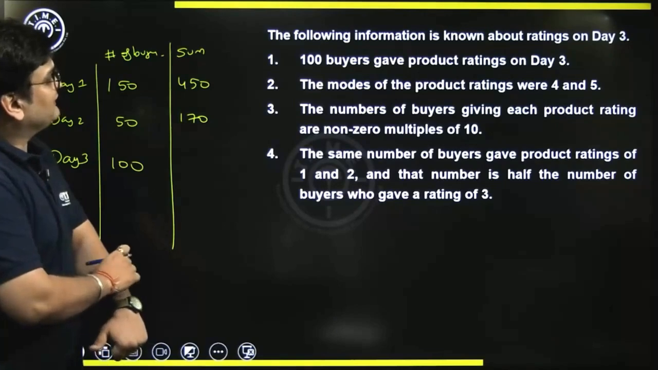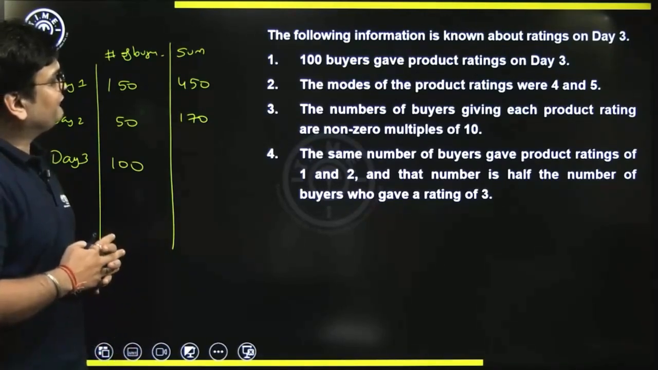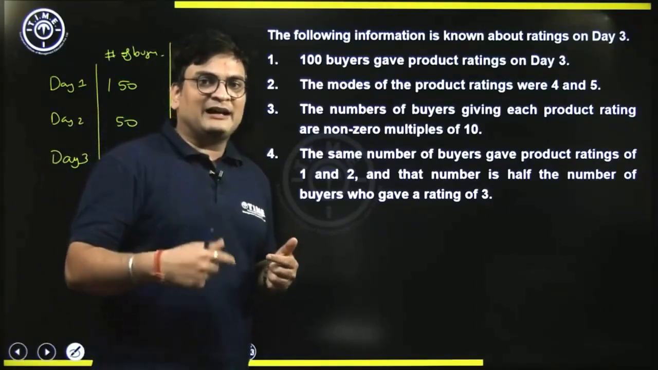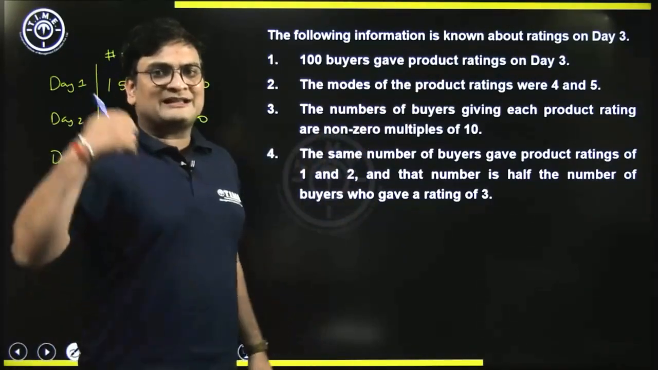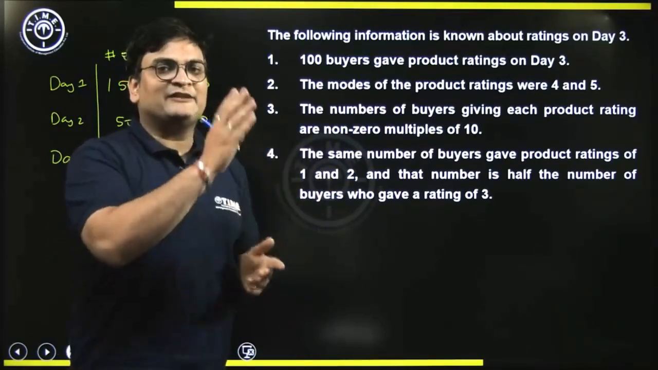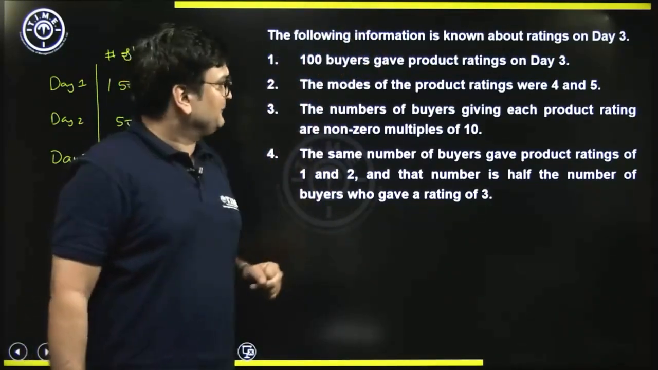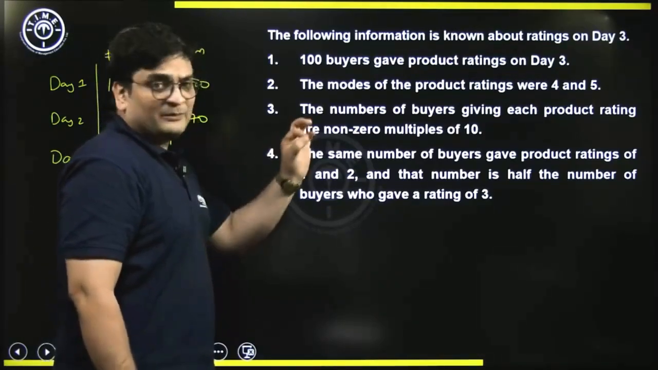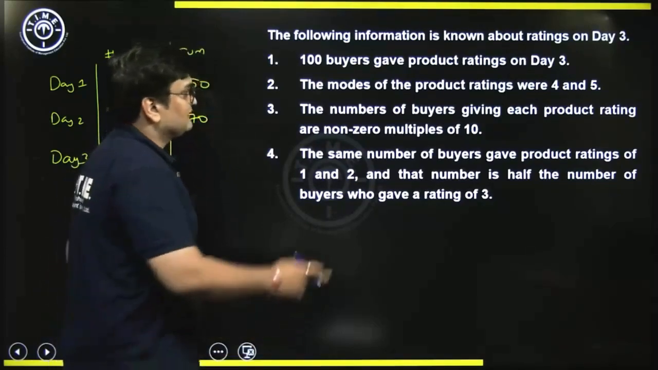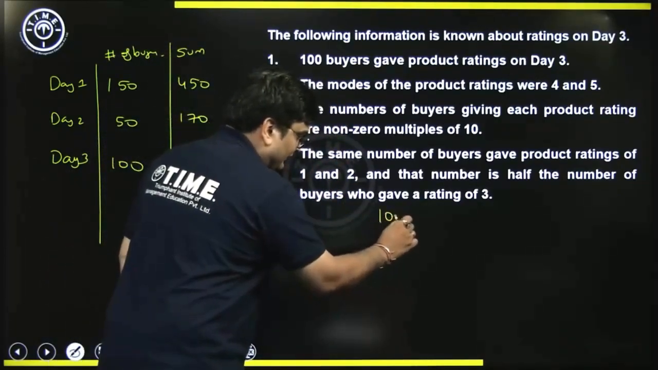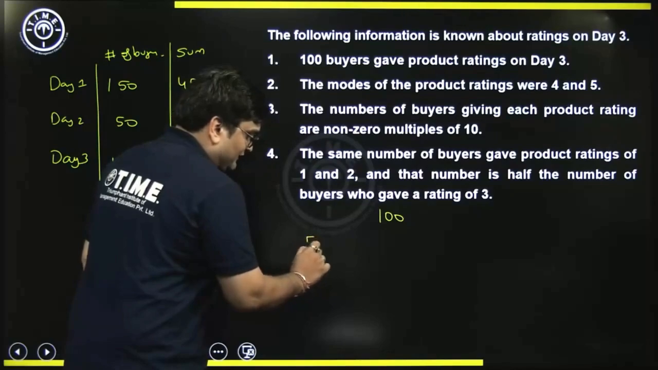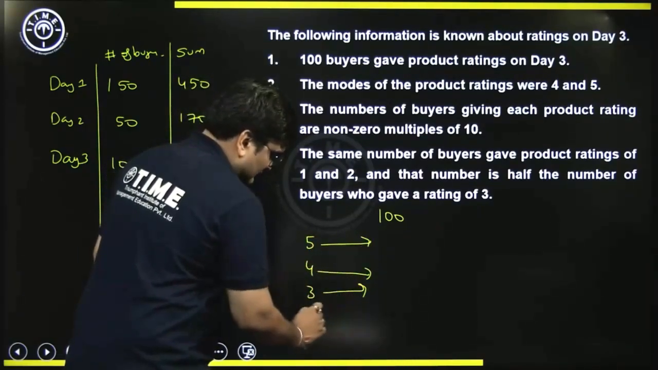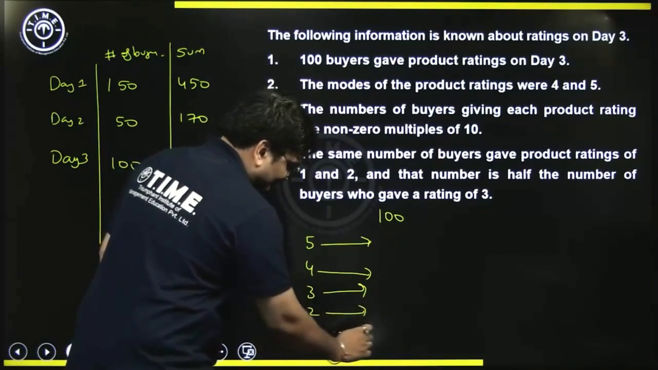The modes of the product ratings were 4 and 5. Now mode basically means the data point with highest frequency. So it's 4 and 5. So maximum people out of those 100 gave rating of 4 as well as 5. 4 and 5 are equal. The numbers of buyers giving each product rating are non-zero multiples of 10. So for example, consider this, on day 3 there are totally 100 buyers. Some of these would have given rating of 5, 4, 3, 2 and 1.